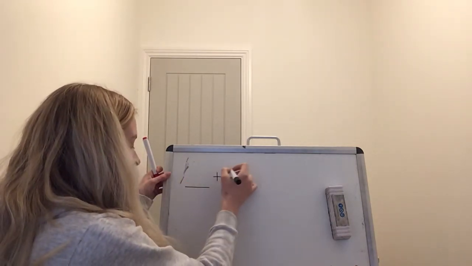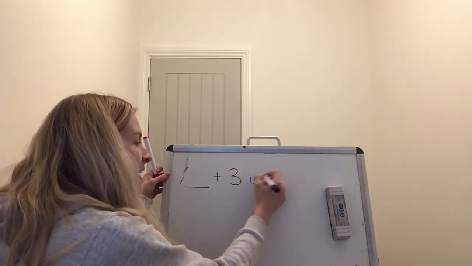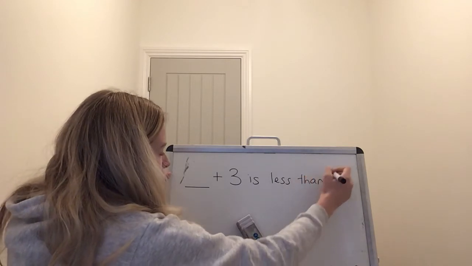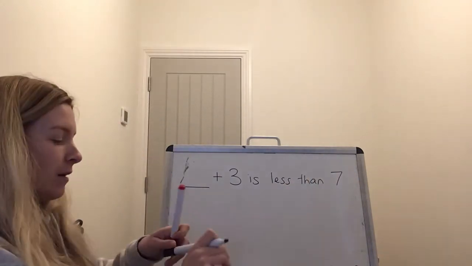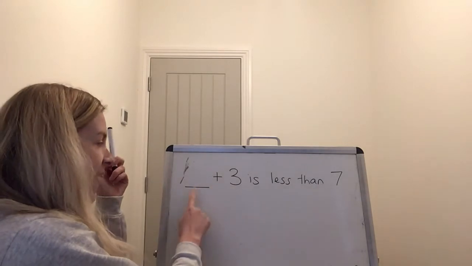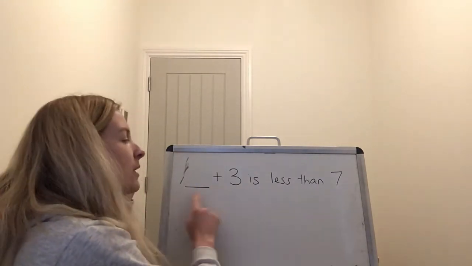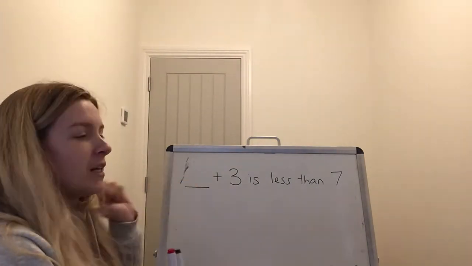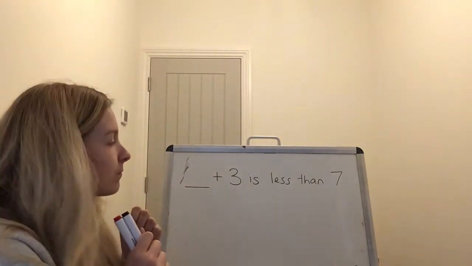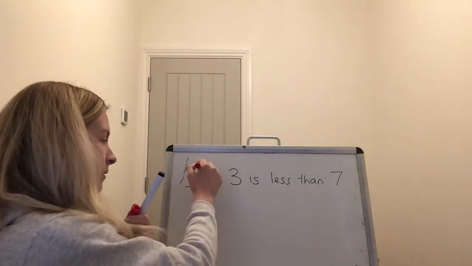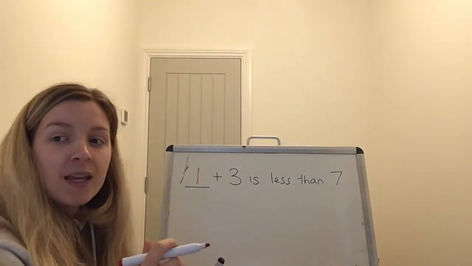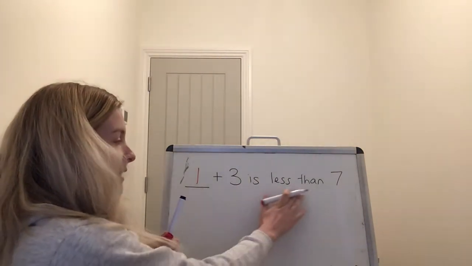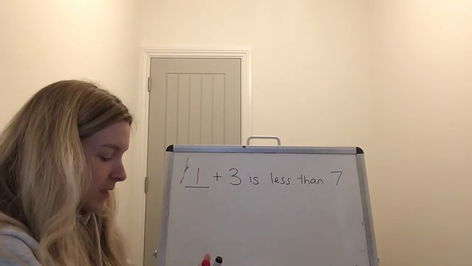Then, something add 3 is less than 7. So we need to figure out 3 add something is a smaller number than 7. Okay? What could we add to 3 to keep it smaller than 7? What about if we added 1? 3 add 1 is 4. 4 is less than 7. Does that make sense? Yes, it does.